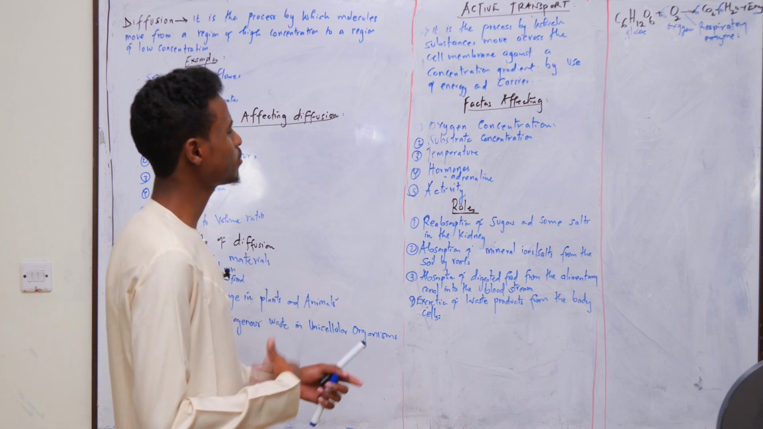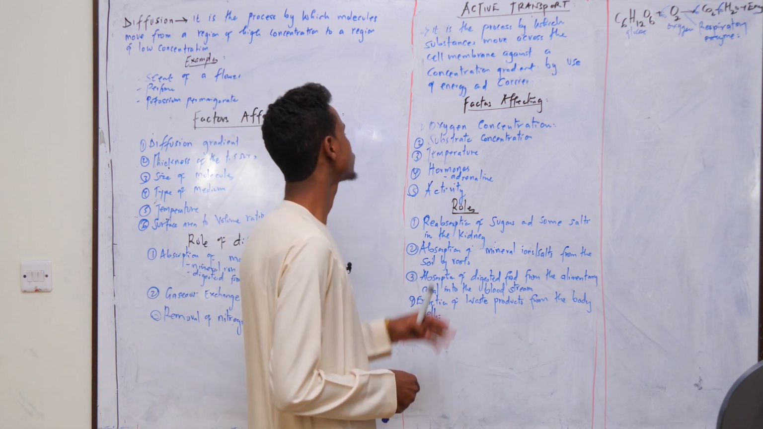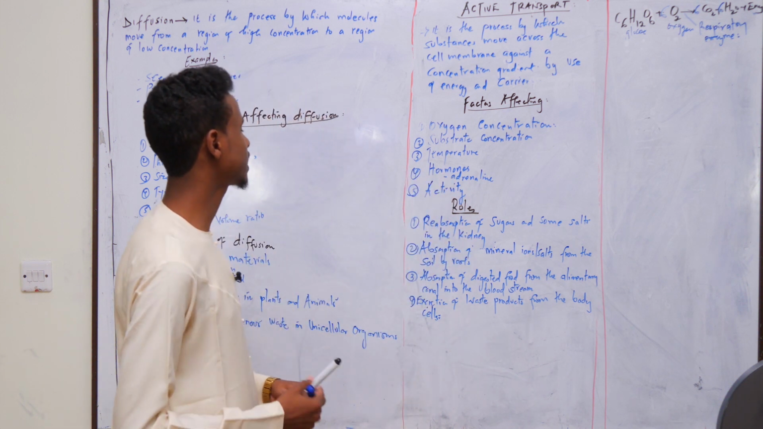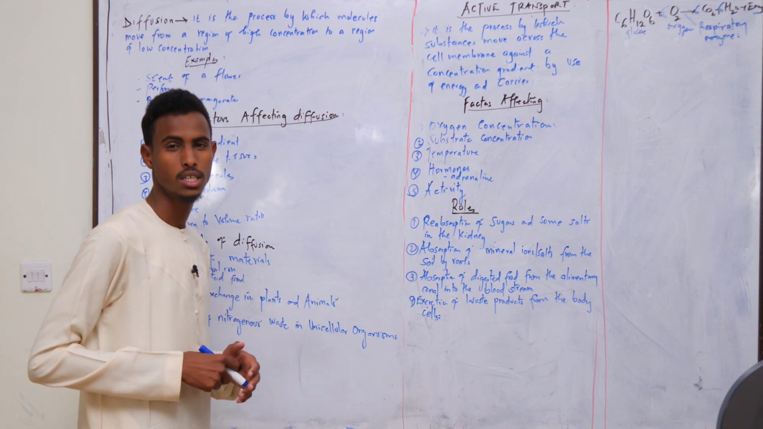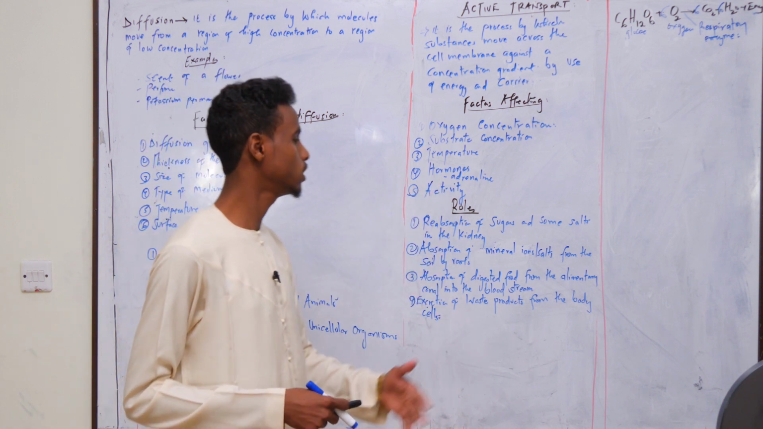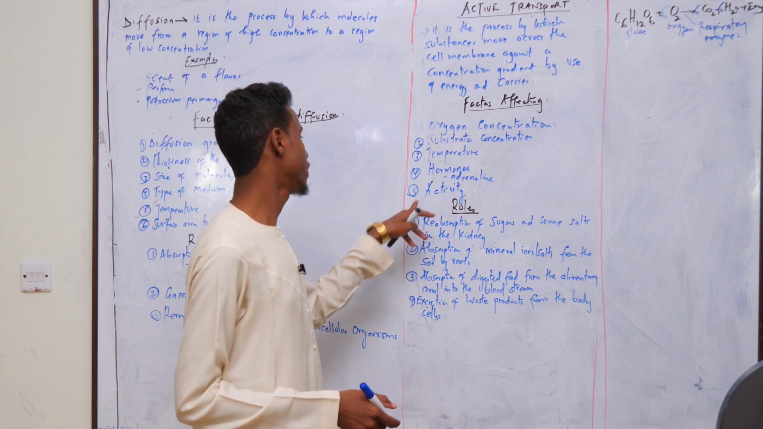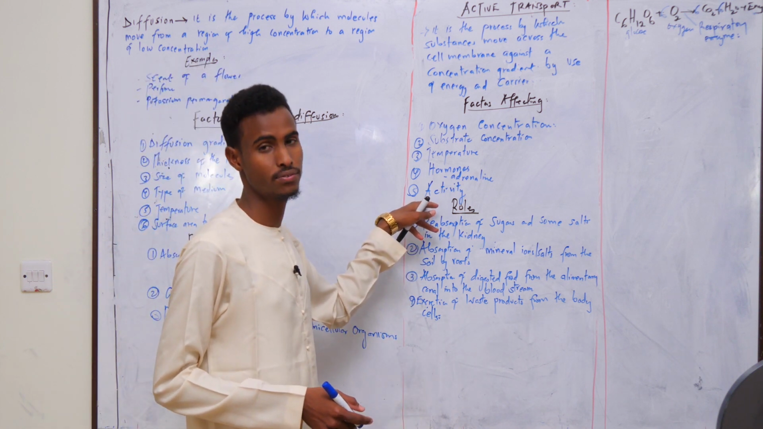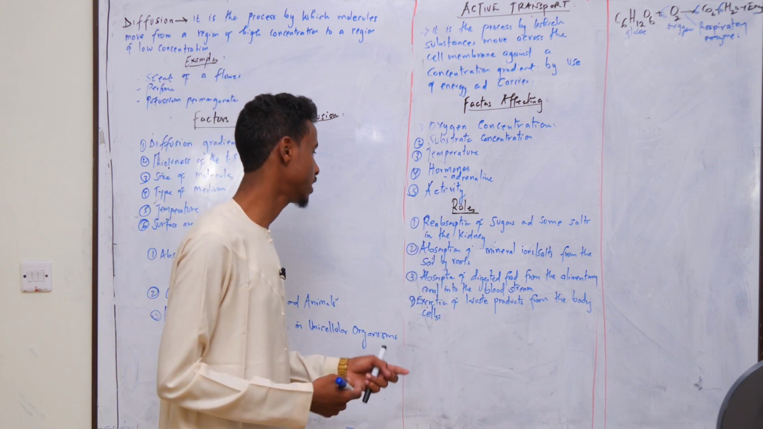Hormones. Some hormones such as adrenaline increase the rate of respiration. Very good. Activity. People doing vigorous exercises require a high amount of energy as compared to people who are resting. And therefore, the higher the vigorous physical activity, the higher the rate of respiration, and vice versa.